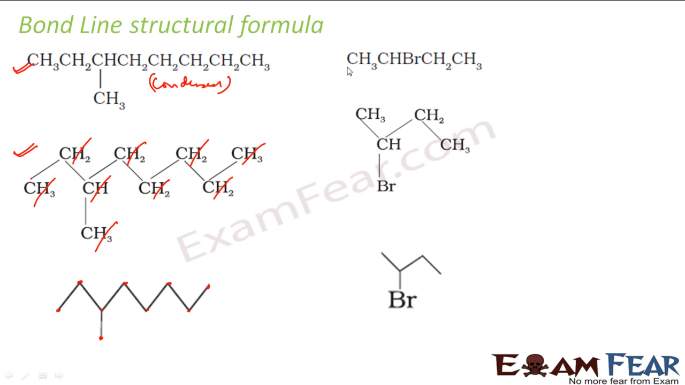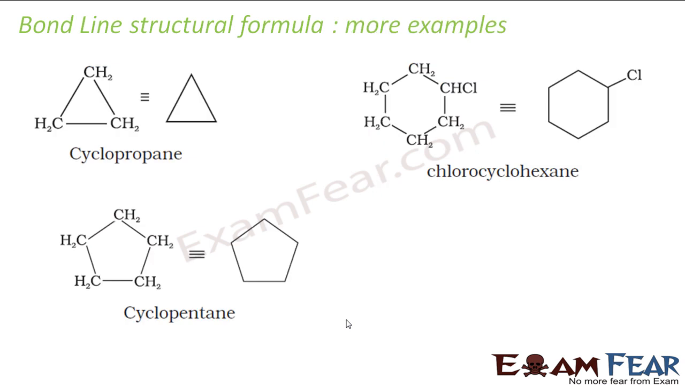Here also, if you see, this is my condensed formula and this is my structural formula. In this case, remove all hydrogens and replace carbon with dots. There are 1, 2, 3, 4 dots. In the second carbon you have bromine attached, so it has a bromine. You get this structure. So it's very easy. You remove all the hydrogens, replace all the carbon with dots, and then you get this condensed form.